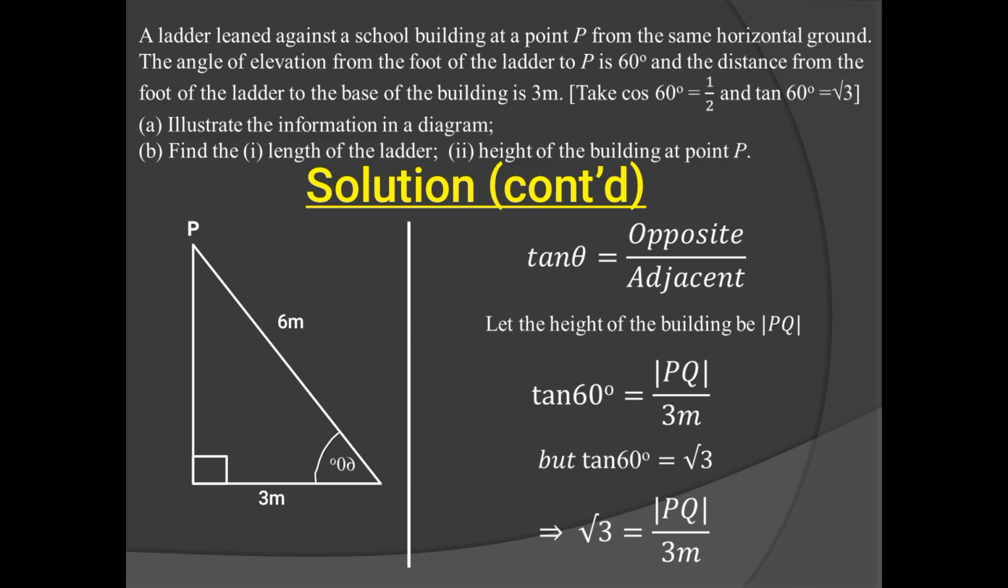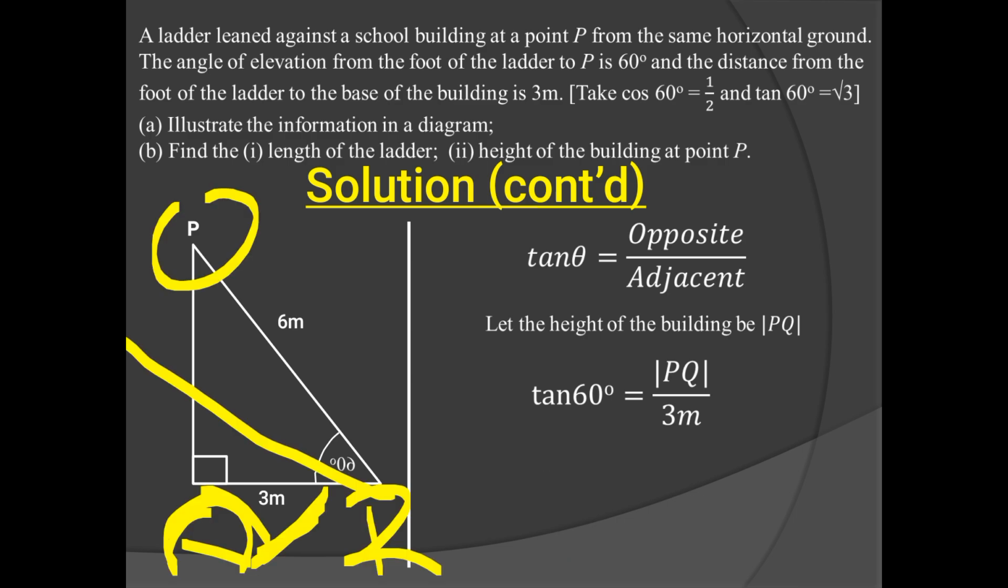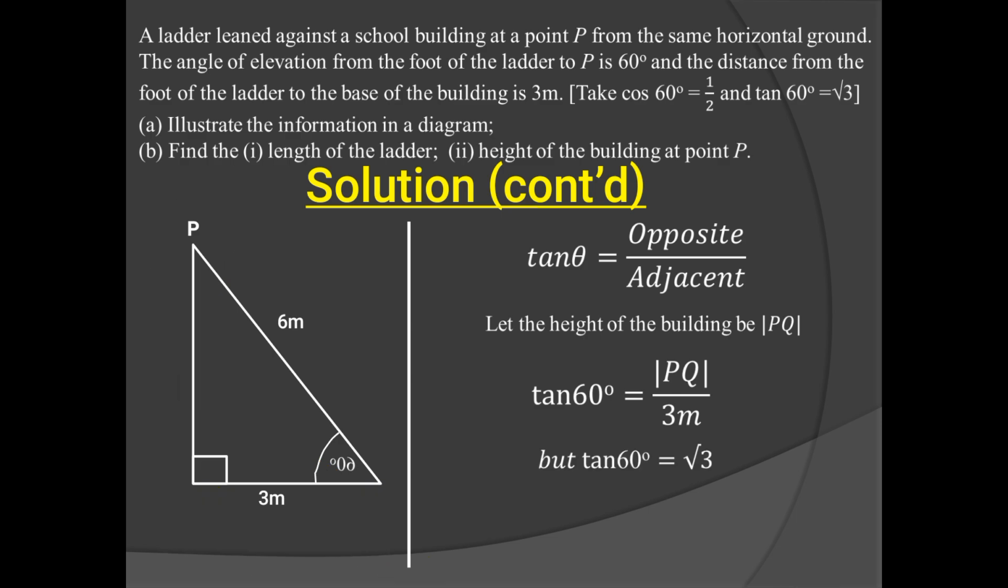Now what do we do? We multiply through by 3, or we cross multiply, because we know every whole number is over 1. Do you remember? I believe you remember that. Let's imagine there's a 1 there. So we cross multiply: PQ multiply 1, and root 3 will multiply 3. So we just cross multiply through by 3.